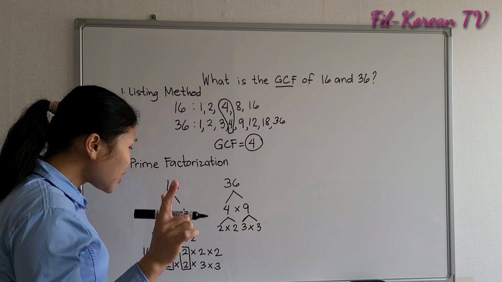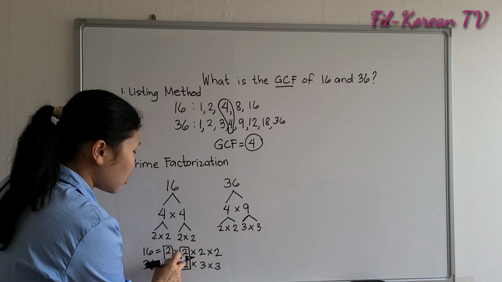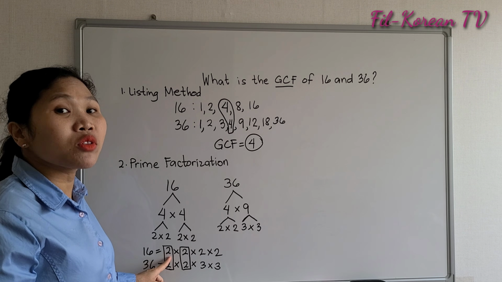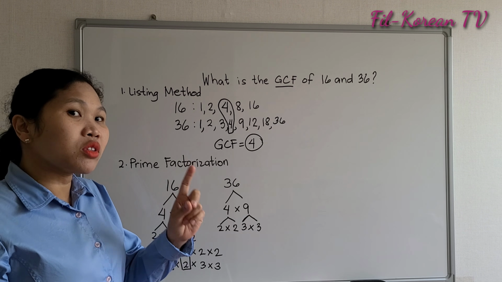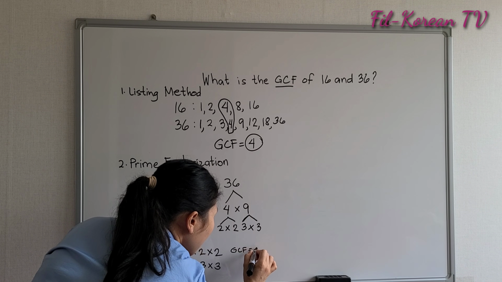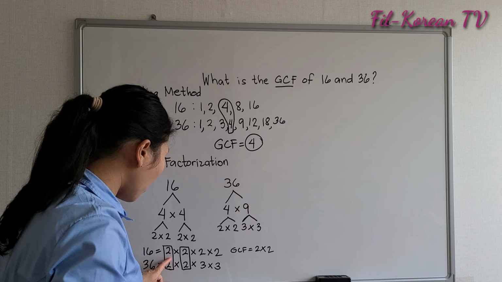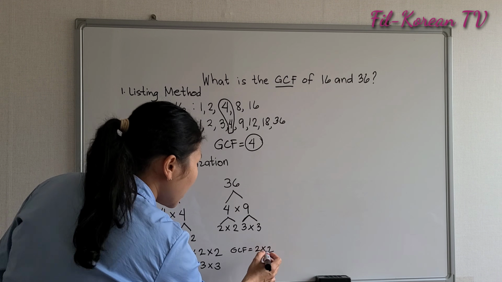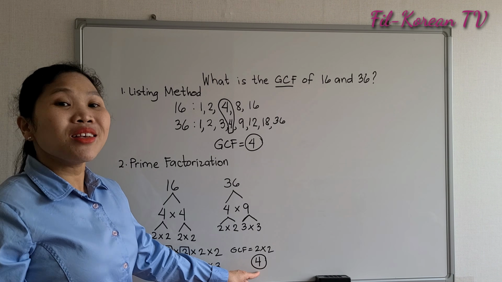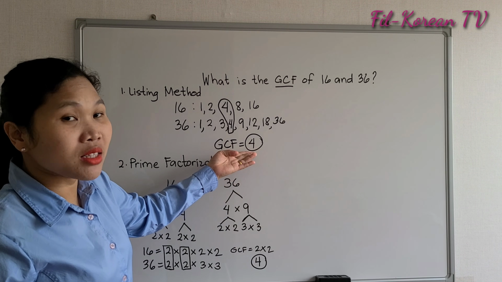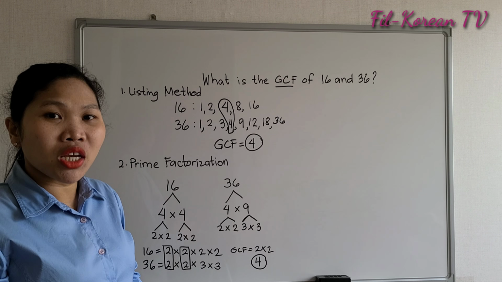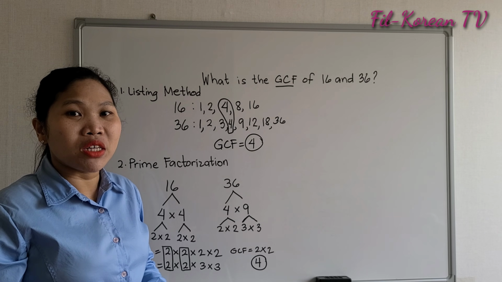So, next step is to multiply these common factors. And this 1 pair counted as 1. Each pair counted as 1. Okay. So, GCF equals 2 times 2. 2 times 2 equals 4. The answer is 4. Same as in the listing method. So this is how to use prime factorization to get the GCF of given numbers.